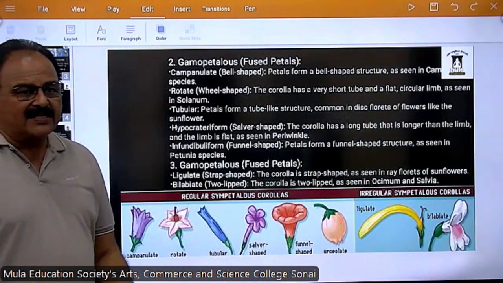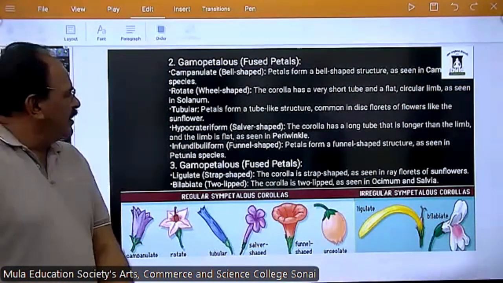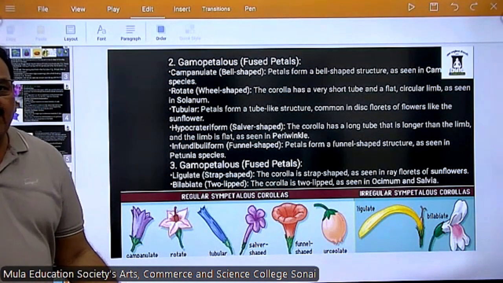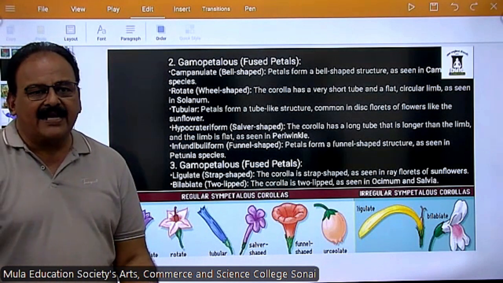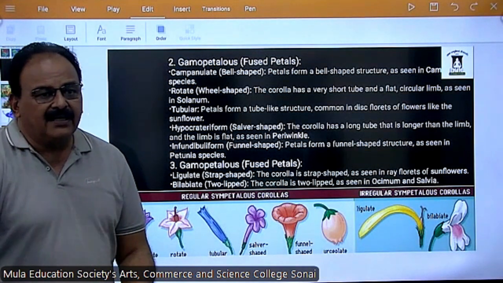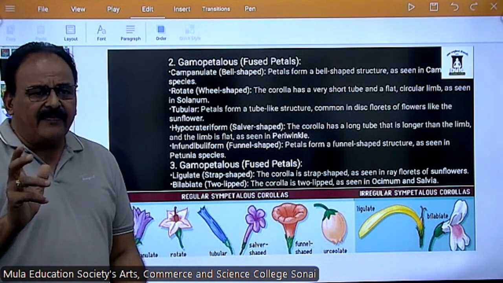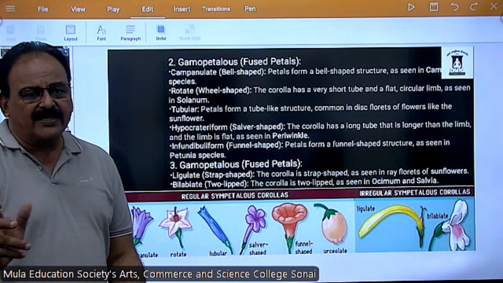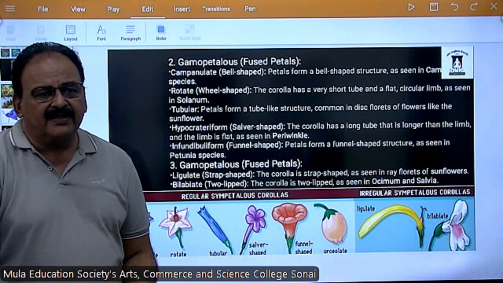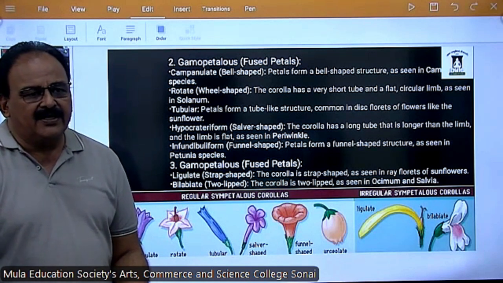The forms of gamopetalous, or fused petals. The first form is campanulate, also called bell-shaped. Petals form a bell-like structure, as seen in one of the species. Then second is rotate. It is wheel-like, and the corolla has a very short tube and a flat circular limb, as seen in Solanum.